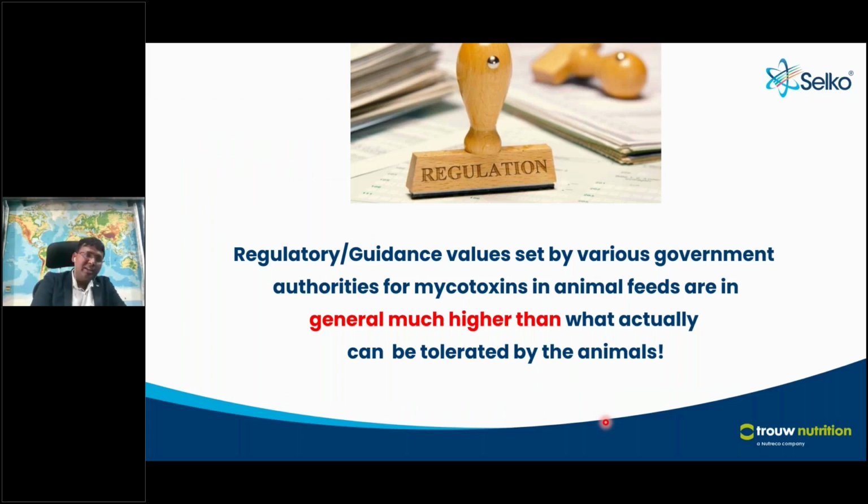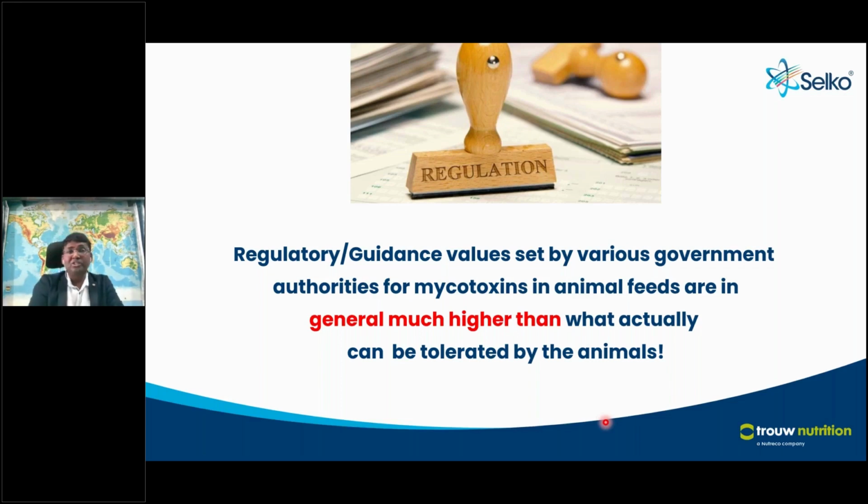Coming to the regulatory or guidance values set by various authorities across the world, those numbers are usually higher than what can actually be tolerated by the animals. That is for a number of reasons. In some countries there is no other raw material available, so of course they have to use the contaminated material to feed the animals and the human population. So there are a lot of social, economic, and cultural aspects to it. But generally, these guidance values are higher than what the animals can tolerate.